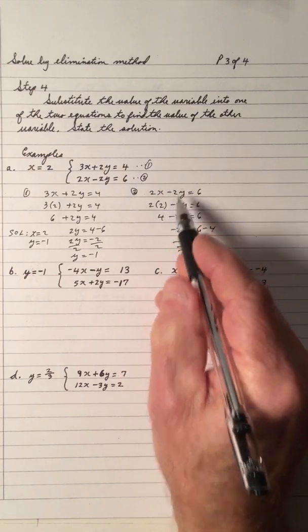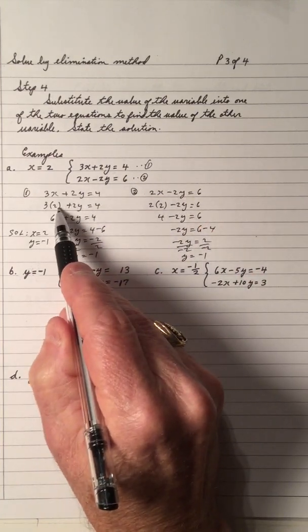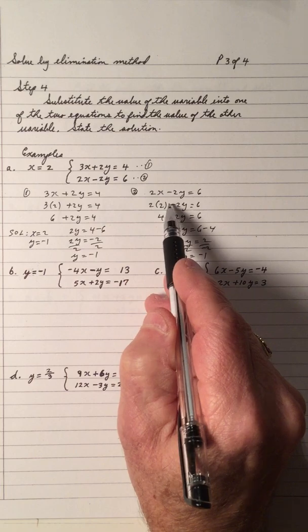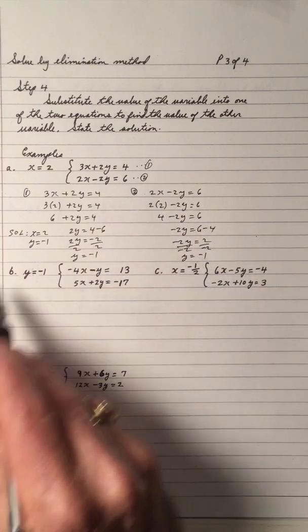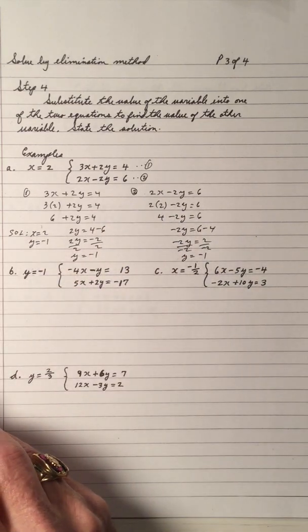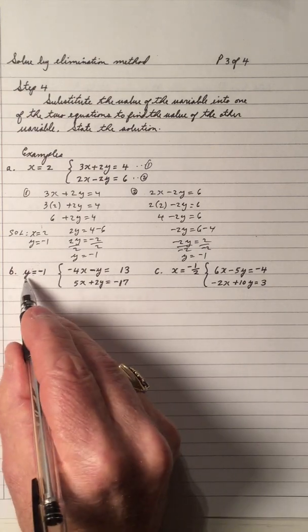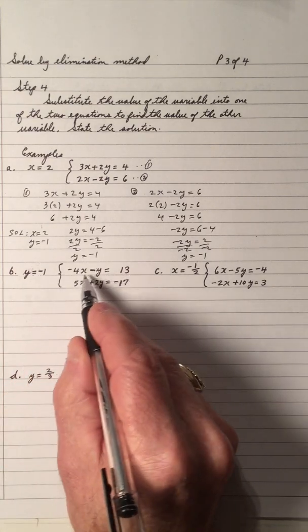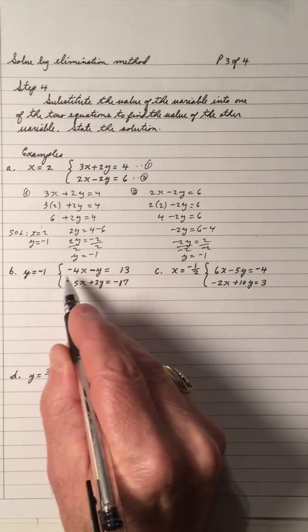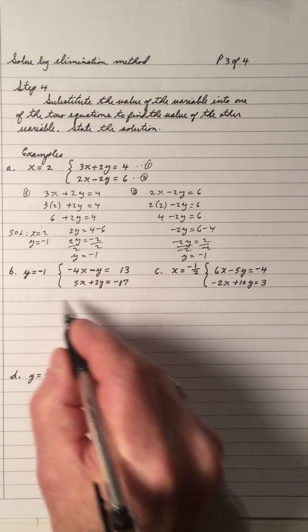So it makes no difference if you did sub the 2 into the first equation or into the second, you still get the same value of y. So your solution is the same. So it's your choice which one you want to sub into. So y is negative 1, and we can work either equation. You can work the first one or the second one, is your choice.